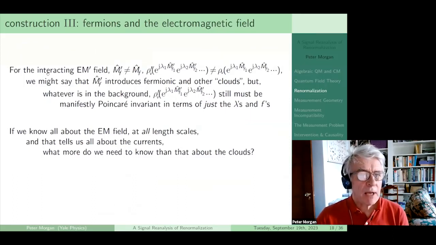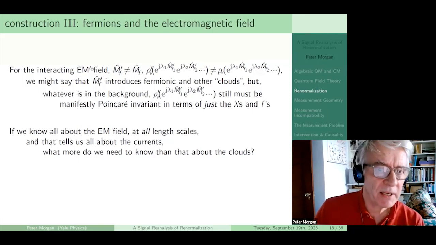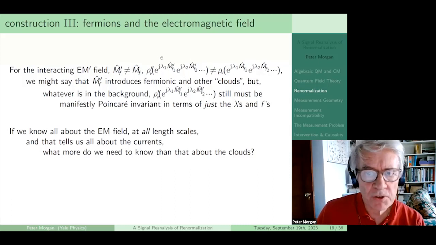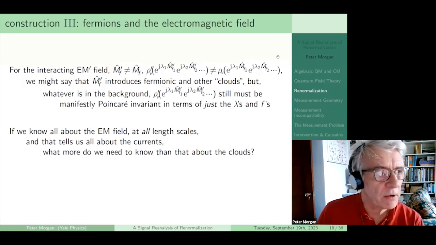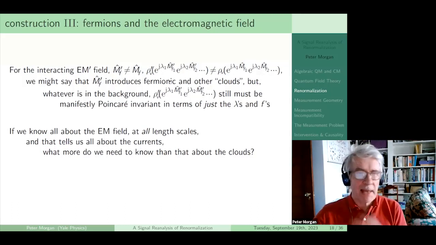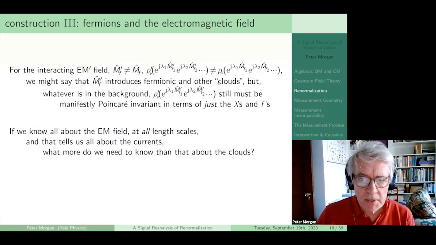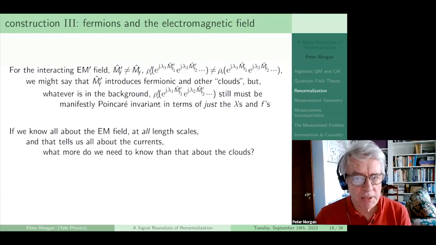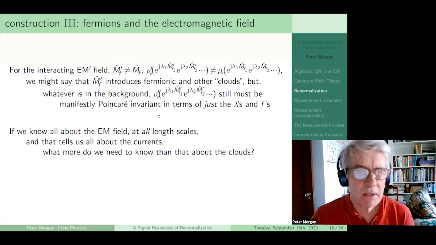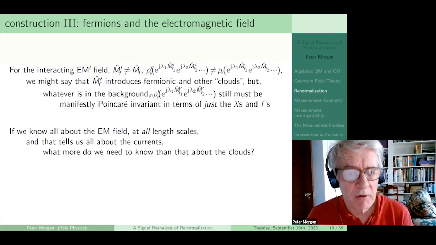So thirdly, I point out that if we work with an interacting electromagnetic field, then we'd expect the Wigner characteristic function will be different from that for the free field. We might say that the F measurements, the deformed F measurements, introduce fermionic and other clouds, but if we only measure the electromagnetic field, this still should be a manifestly Poincare invariant expression in terms of just the lambdas and Fs. It may not be easy to express it, but on the other hand, it gives us a way to approximate how the physics is without necessarily concerning ourselves about fermionic operators.